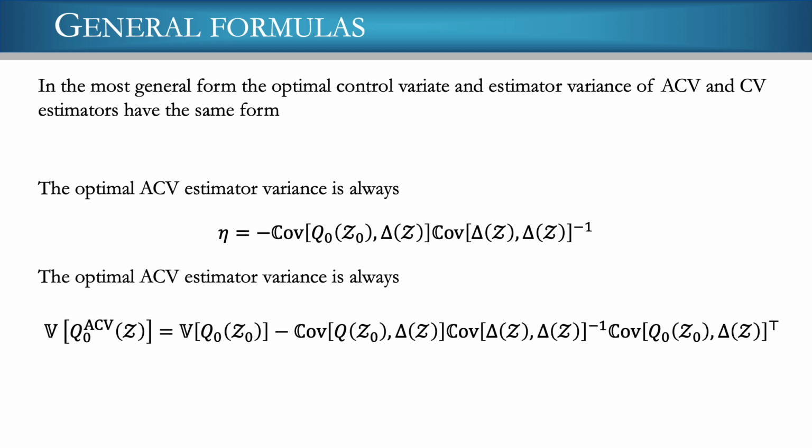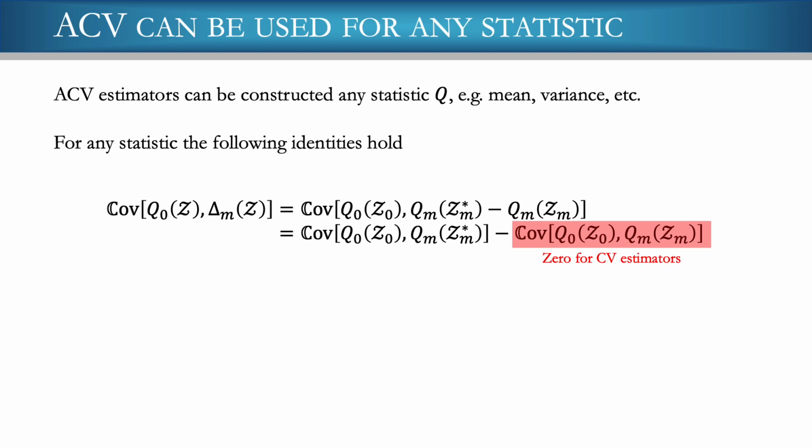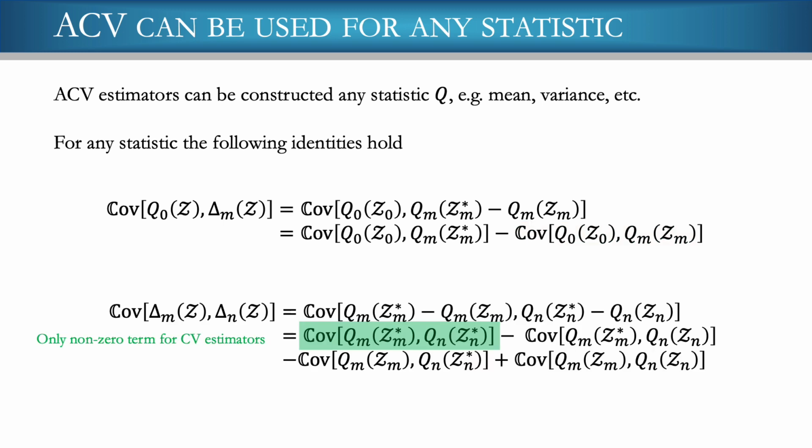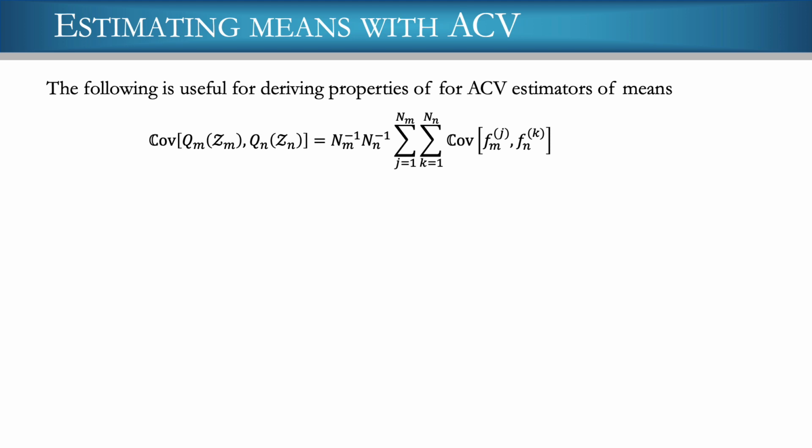However, once we plug in the form of the ACV deltas, the differences in the ACV and CV expressions begin to grow. For example, the covariance between the high-fidelity estimator and each ACV delta is shown on this slide. The second term in red is not present for CV estimators. The covariance between deltas for ACV estimators is given by the second expression. Only the green term is present in CV estimators. From this point, deriving expressions for each term depends on the type of statistic Q that is being computed. In the next few slides, I'll derive these two expressions when the statistic Q computes the mean of a function.